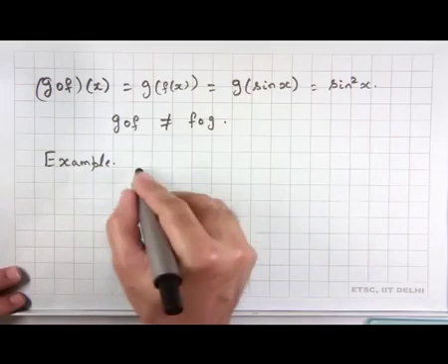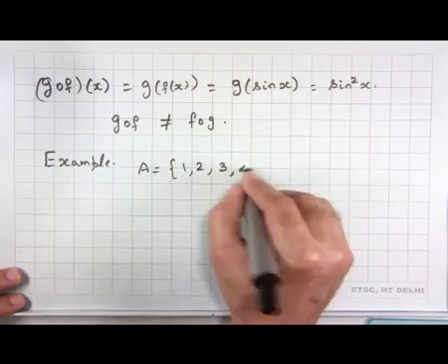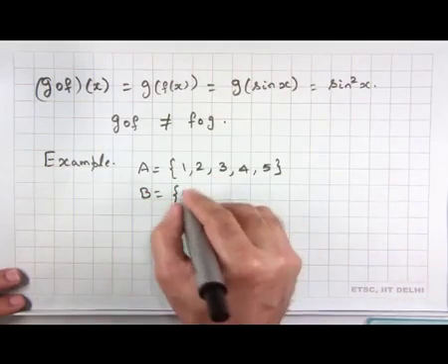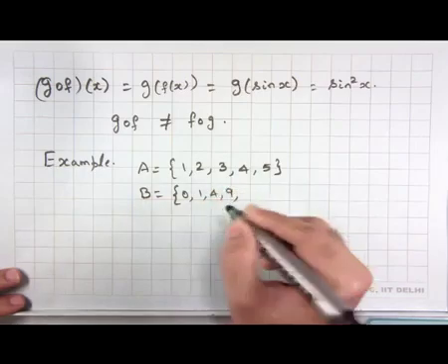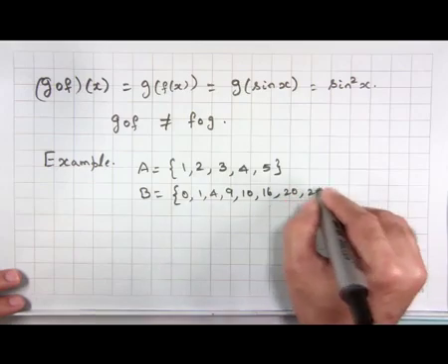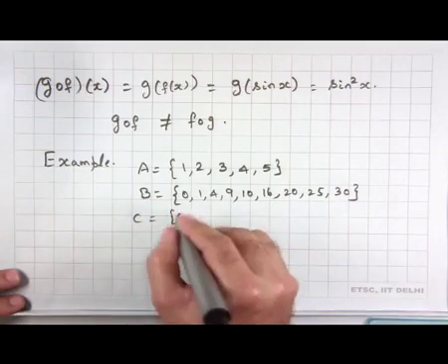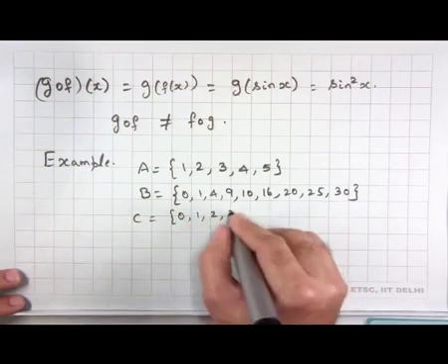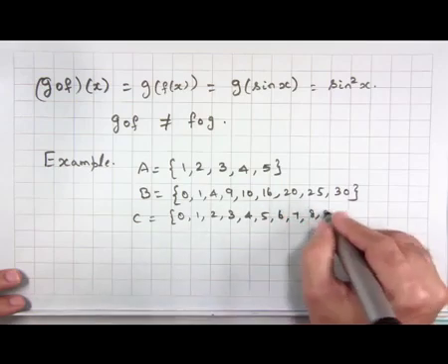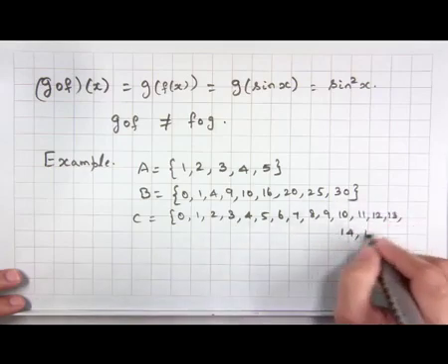Let us look at a simple example, A equal to 1, 2, 3, 4 and 5, B as 0, 1, 4, 9, 10, 16, 20, 25 and 30, and C as 0, 1, 2, 3, 4, 5, 6, 7, 8, 9, 10, 11, 12, 13, 14 up to 15.